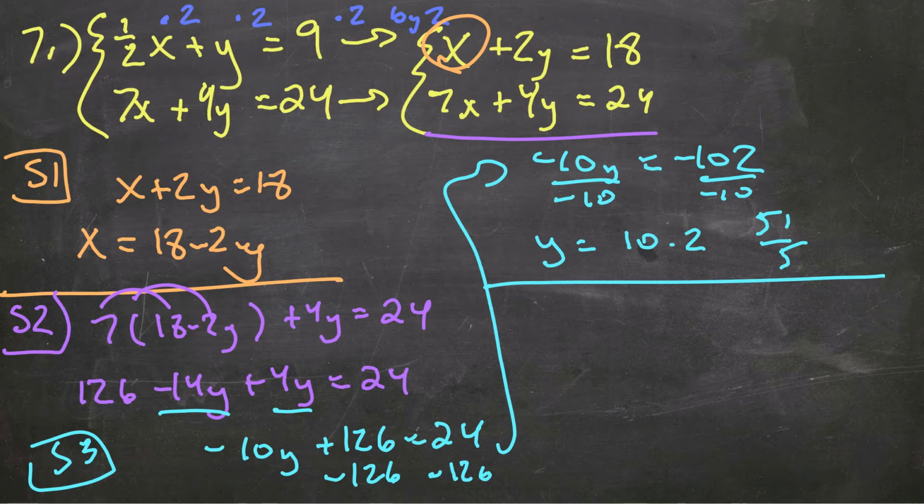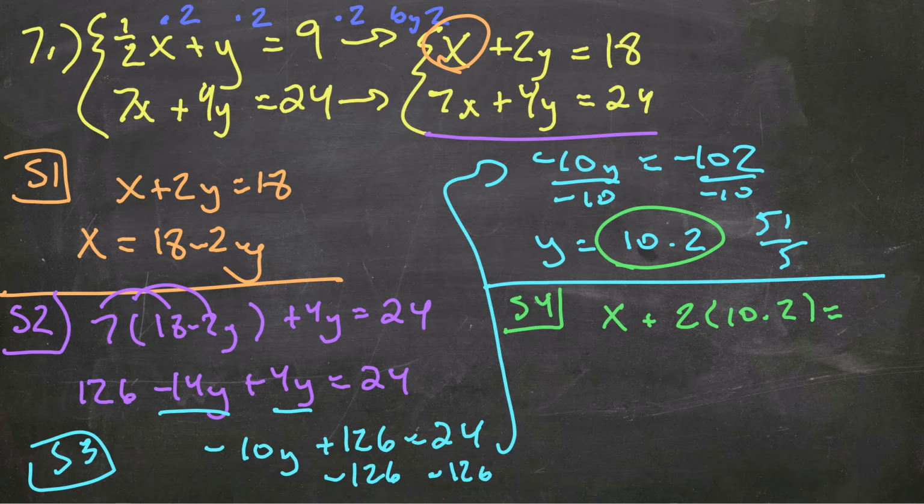Now, I'm going to go into my step 4. So, I plug in 10.2 for y. So I say x plus 2 times 10.2 equals 18. 2 times 10.2 is 20.4, so I have x plus 20.4 equals 18. I subtract 20.4 from both sides. I get x equals negative 2.4.